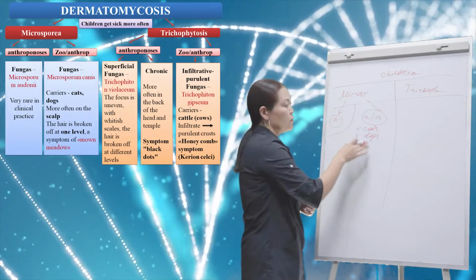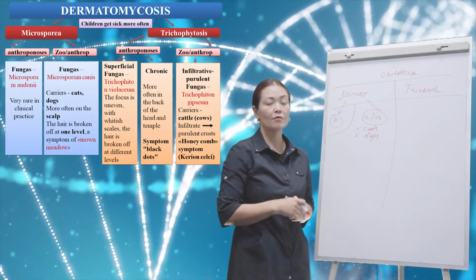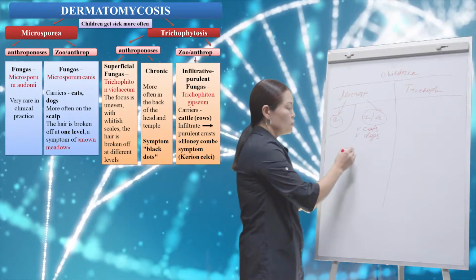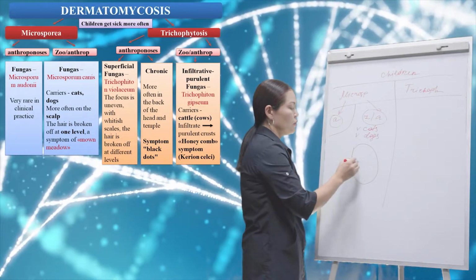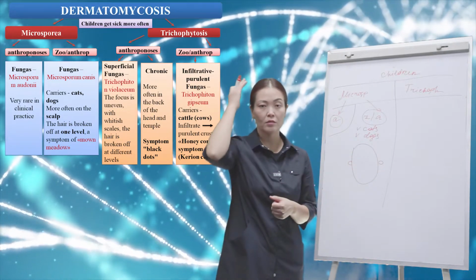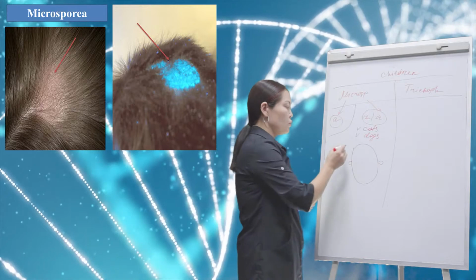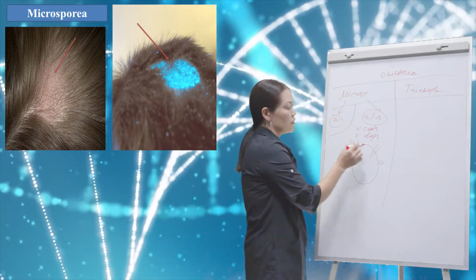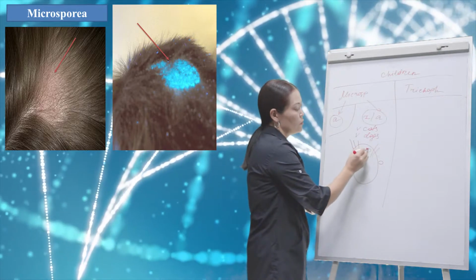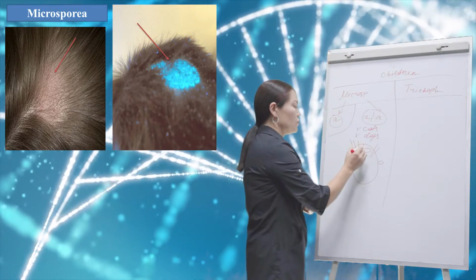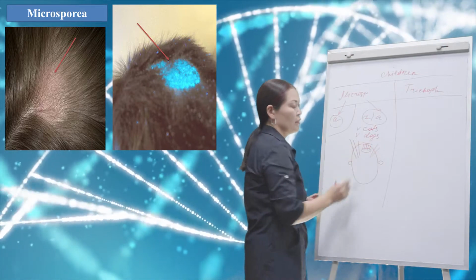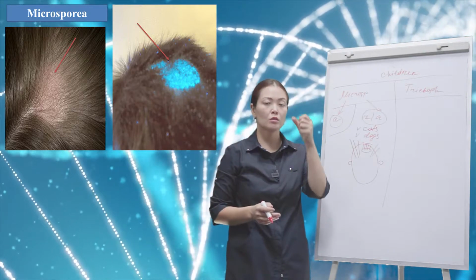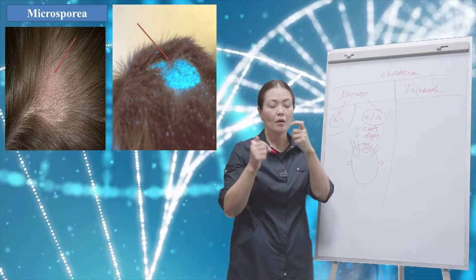So if a cat or dog has this disease and you have close contact with it, you also can be infected. The main pathological changes in a patient with microsporia are located in the head region. When you examine the head region of the patient, all hairs grow normally, but in some places you will see a small focus where hairs are broken at one level. Something like this.